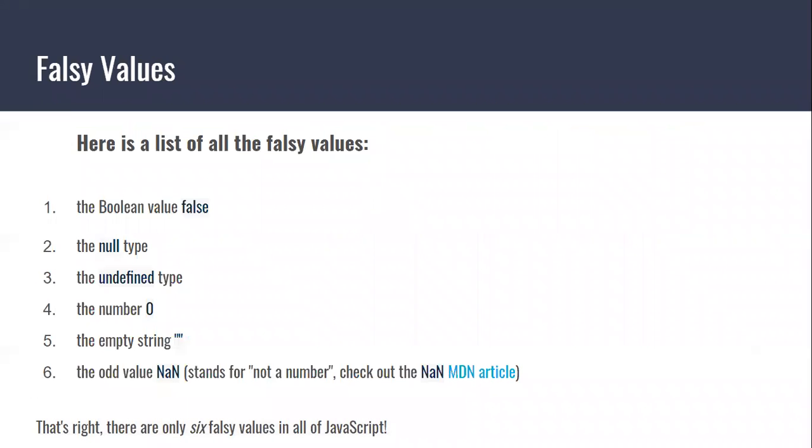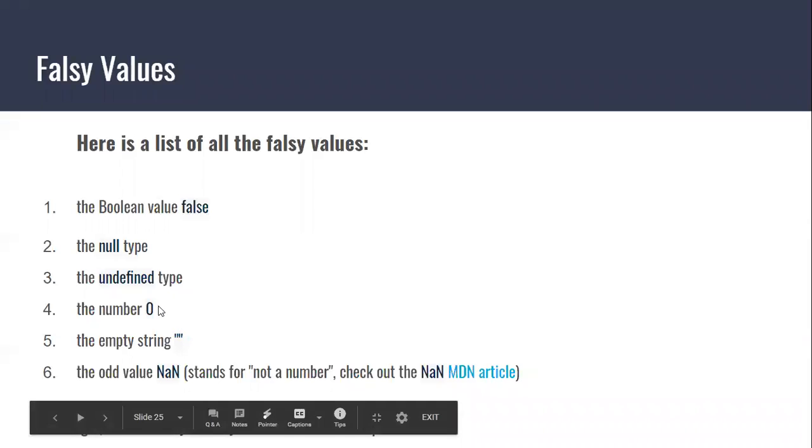So here's a list of the falsy values. Boolean is false. Okay, we know that. The null type is false. Undefined is false. 0 is false. Empty string is false. And the odd NaN, you'll see it sometimes as not a number. That's also false. There's 6 falsy values in JavaScript. And this, to be honest, is very powerful, but it's confusing to get, because true and false is fine. I understand that. Null happens a lot. Undefined happens a lot. And then these other ones are 0 and empty string.